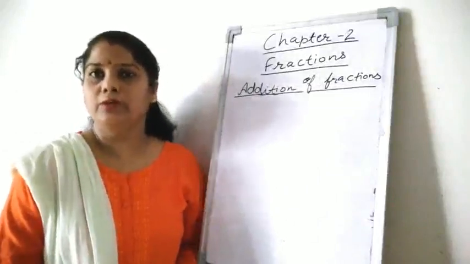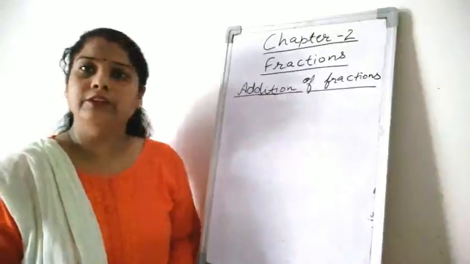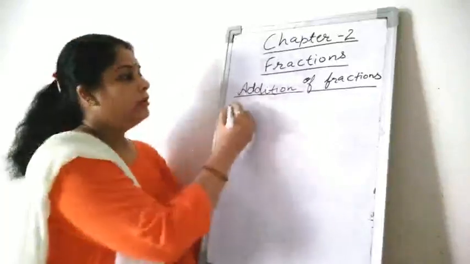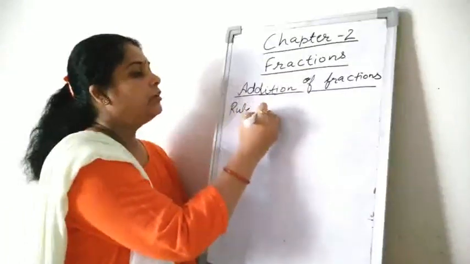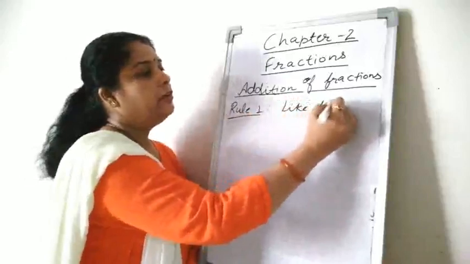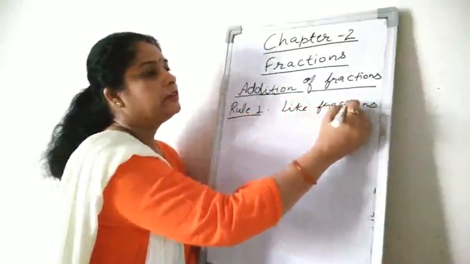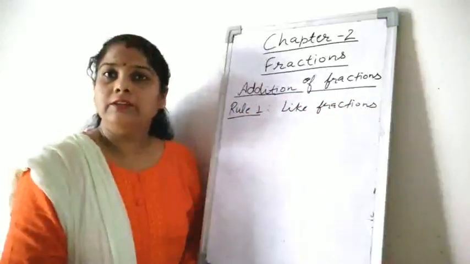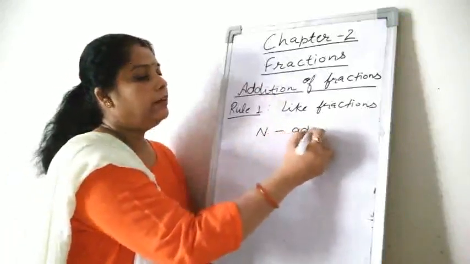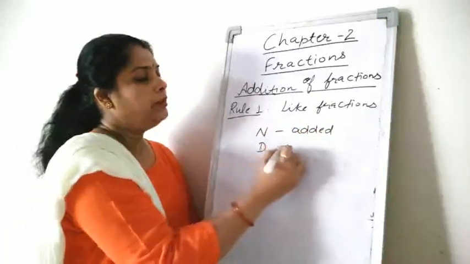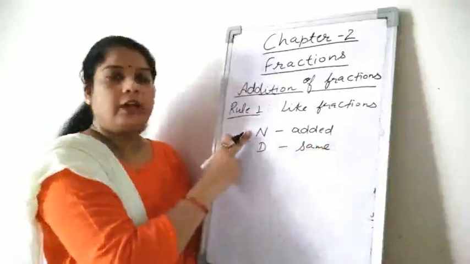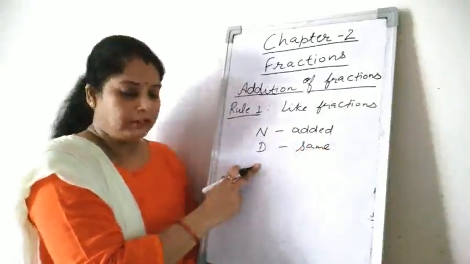Now today we are going to do addition and subtraction of fractions. For addition of fractions we have two rules. Rule number 1 is for addition of like fractions. To add like fractions, the numerators are added and the denominators remain the same.